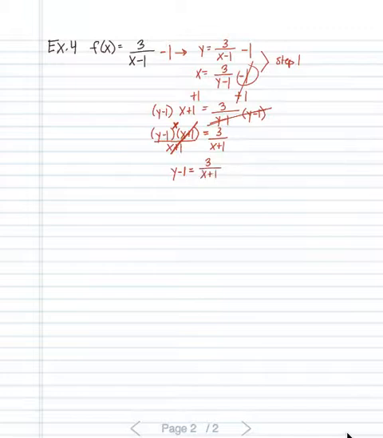The last step to get the y by itself is to add 1. Y equals 3 over x plus 1 all plus 1. Write your answer with that negative 1 thing and just copy down what you had. So 3 over x plus 1 plus 1.